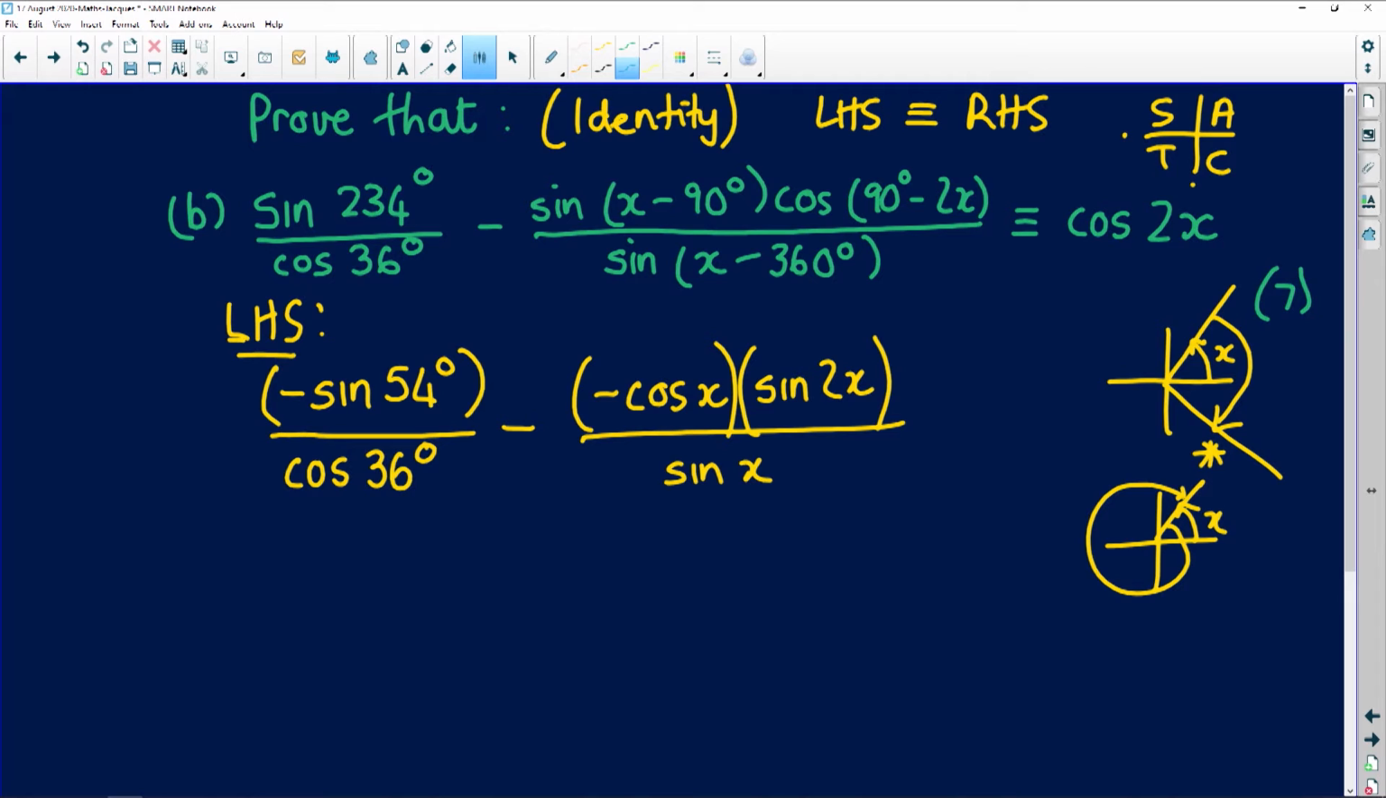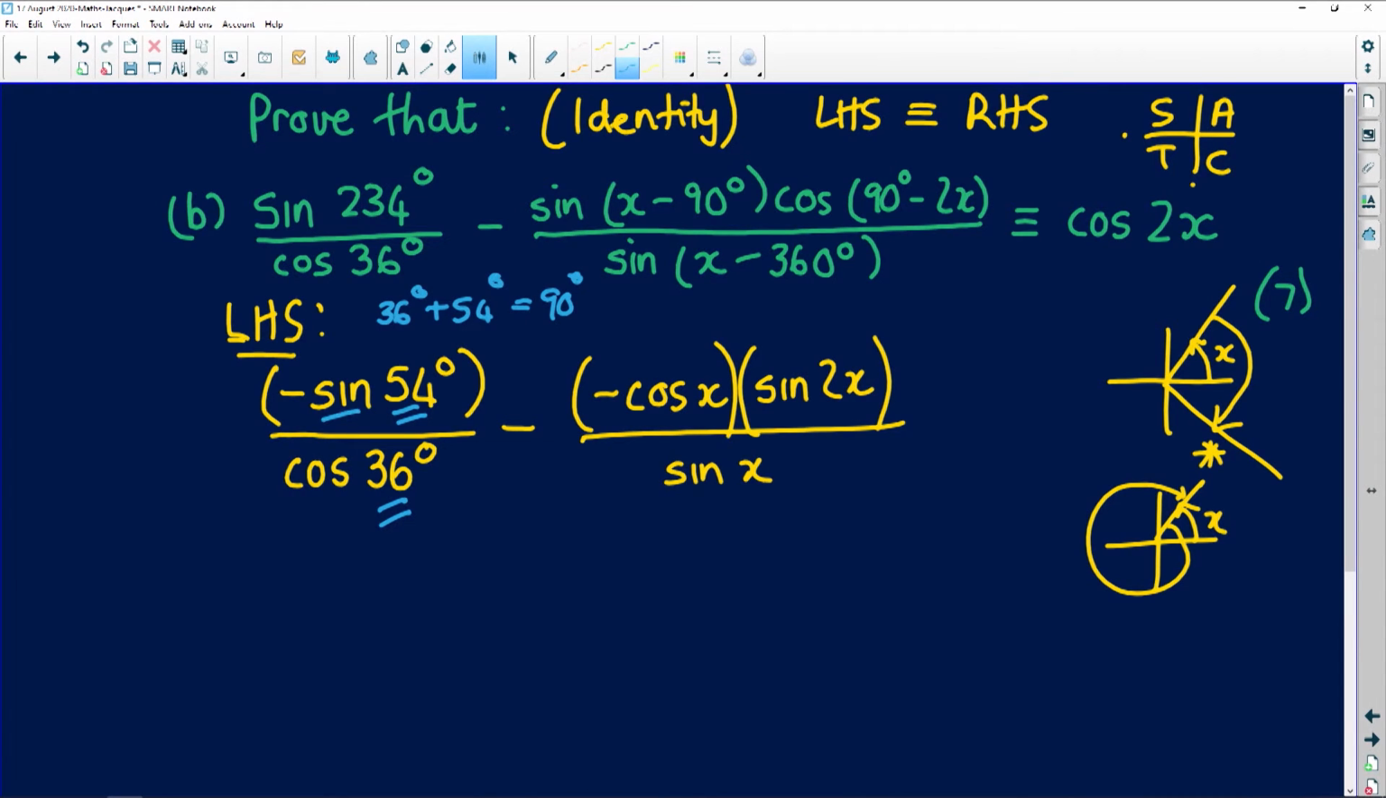So let's see. If I look at 36 and 54, 36 degrees plus 54 degrees, folks, is 90 degrees. Okay, so the angles are complementary angles. Now we ask ourselves, are the ratios complementary? Let's see. Indeed. Sine and cosine are each other's complements. So this whole thing over here reduces to minus 1. The sine of 54 is the same as the cosine of 36. The angles are complements, the ratios are complements, they say goodbye, and what's left is the minus 1. So we're quite happy for that.